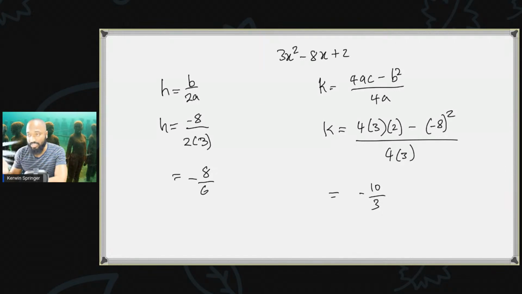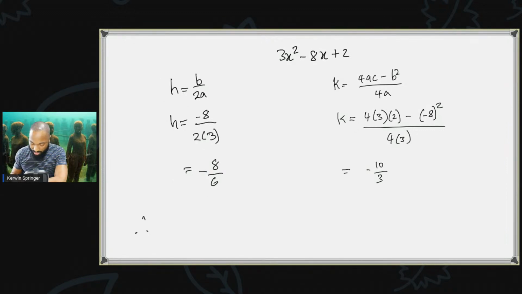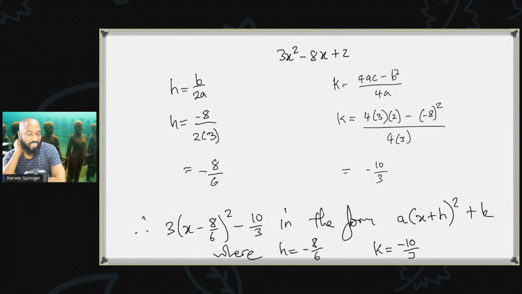So this is what we could call the HK method. This is the formula method. And you ain't done yet. You just found out what H and K is. And therefore, this is equal to 3 into x minus 8 over 6 to be squared minus 10 over 3 in the form. Now notice they ask for different letters, but I'm just giving you the letters they use now. Plus K, where H is negative 8 over 6, and K is negative 10 over 3. So this is method 2.